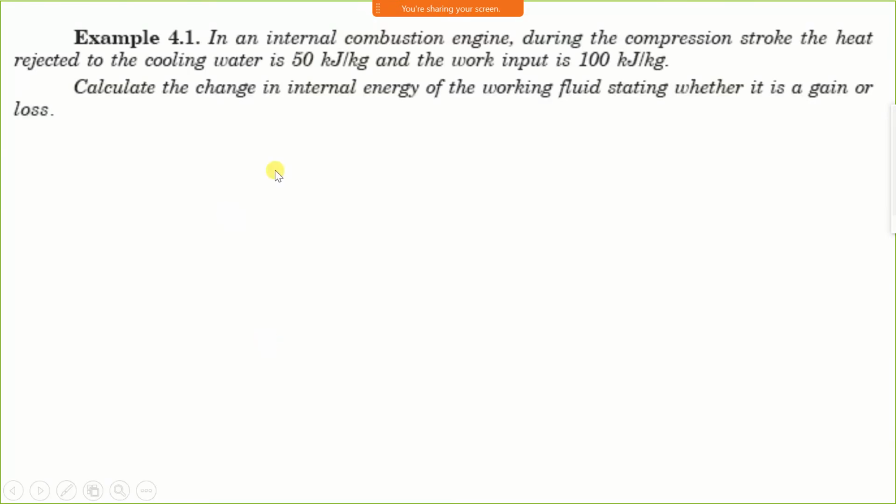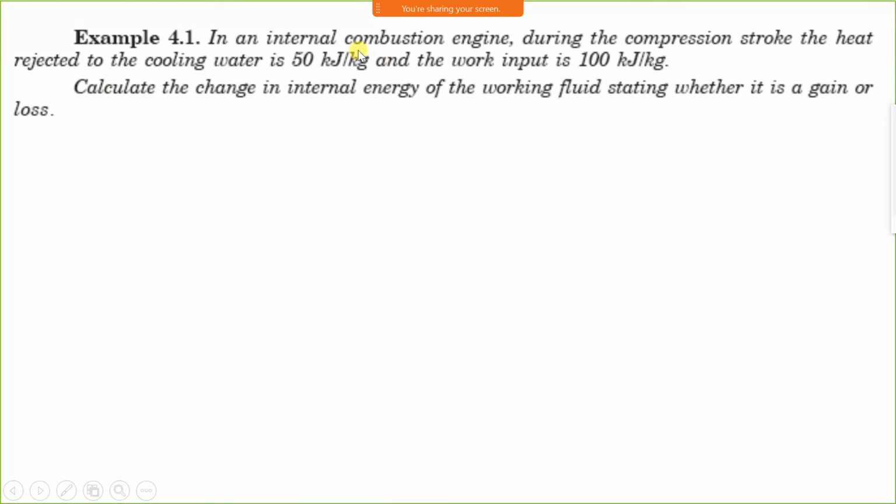Let us solve some problems. In an internal combustion engine, which is an engine we use in our automobiles, in our bikes, cars, during the compression stroke, the heat is rejected to the cooling water. The engine is a system, and during the compression stroke, heat rejected from the system is 50 kilojoule per kg.